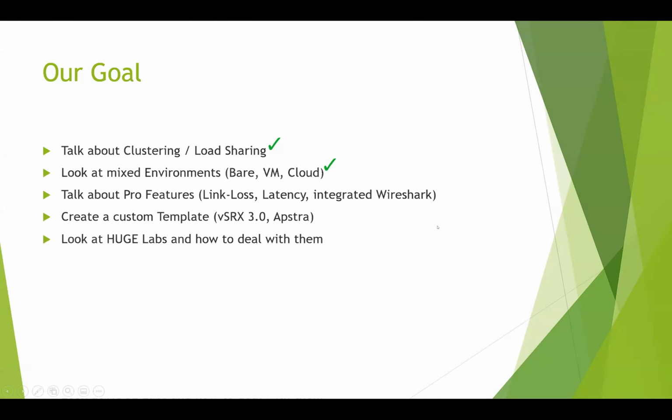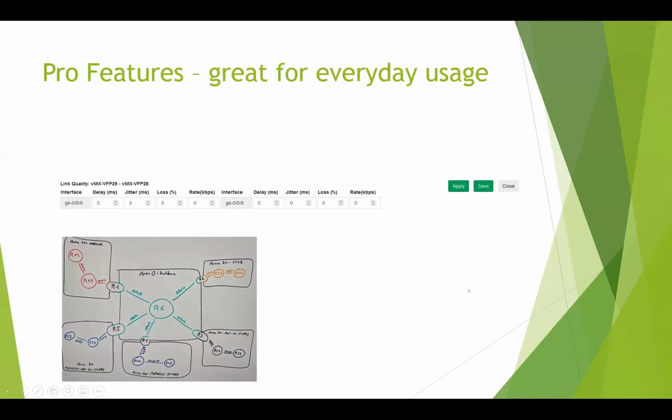So now we will go into some of the pro features. Some of them I've mentioned in the last session, but I just wanted to make sure that everyone has seen these features because I think they are especially awesome if you lab every day. So the first one, obviously, one of the most brilliant features, is the ability to add links, the hot add link feature. What does that mean?